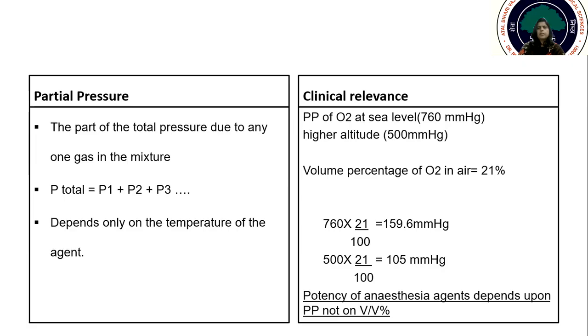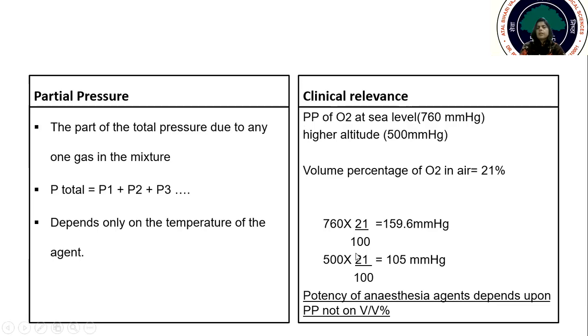The clinical relevance is like you have to measure partial pressure of oxygen at sea level, where the atmospheric pressure is 760 millimeter of mercury. At higher altitude, atmospheric pressure will decrease. Let's take 500 millimeter of mercury. And we all know that the volume percentage of oxygen in air is 21%. So the partial pressure will come out to be 159.6 millimeter of mercury at sea level, and it will be 105 millimeter of mercury at higher altitude, where the atmospheric pressure has been taken as 500 millimeter of mercury. So that is why we feel hypoxic at the higher altitude.